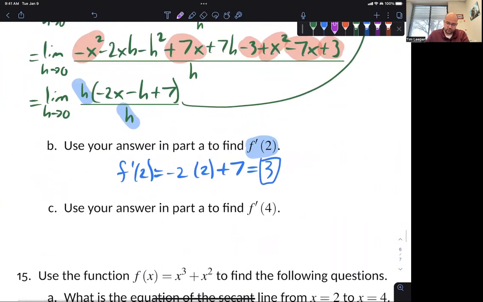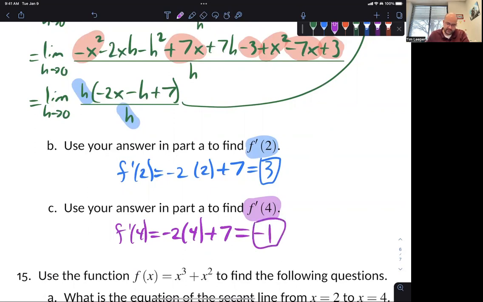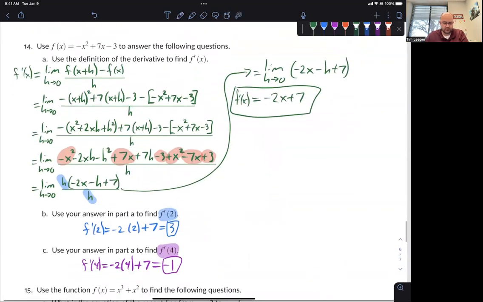And now f prime of 4. Notice that it asks what's f prime of 4. So f prime of 4 then would be negative 2 times 4 plus 7. And negative 2 times 4 is negative 8 plus 7 is negative 1. And there we go. So by doing the derivative first, we can just plug in x to be whatever we want at that point, and it makes it easier to do derivatives.